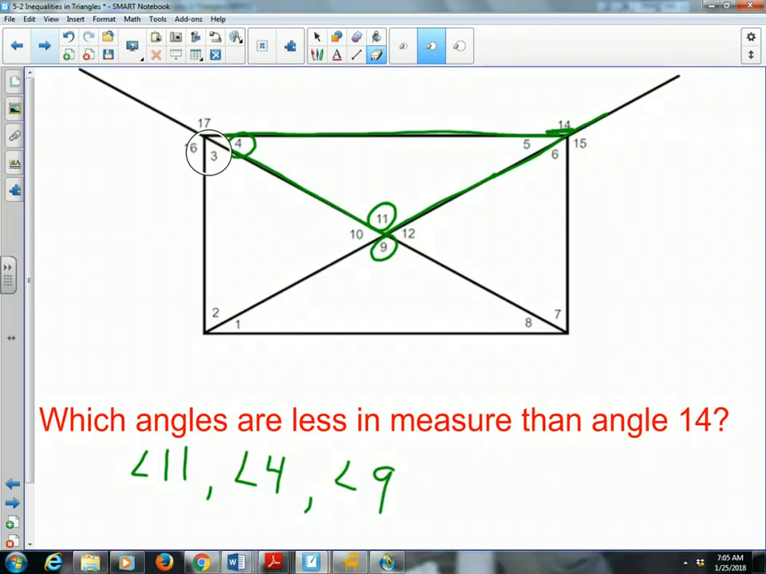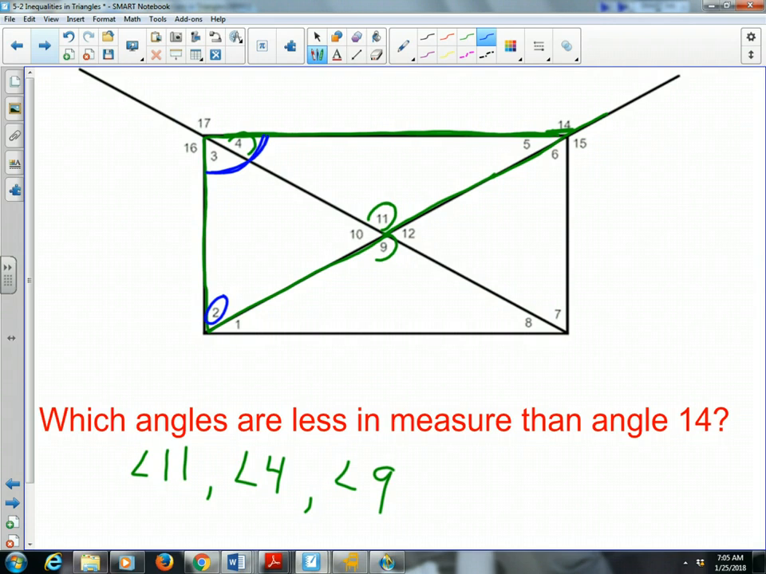So now what I'm going to do, class, is make this triangle, because angle 14 is also the exterior angle for the triangle I just drew in green right there. And so what are the remote interior angles? Angle 2 and angles 3 and 4. And we already circled 4, and if 3 and 4 together are less than angle 14, then of course angle 3 is less than 14. So there are 2 more, angle 3 and angle 4.